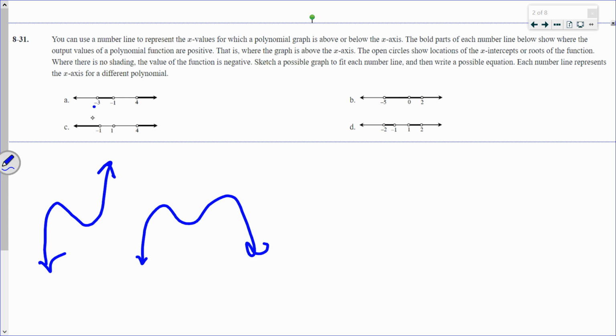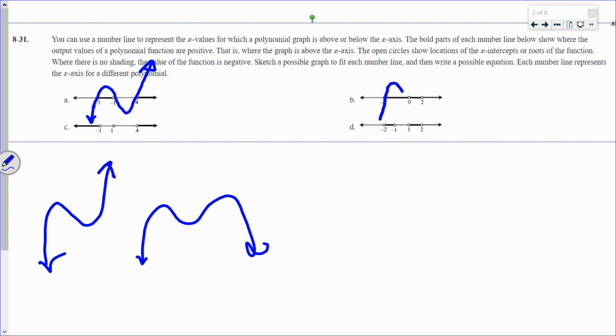So for this first one, I'm thinking it has to start in the lower left to be able to go above the x-axis. But then it stops shading, so I need to be back below the x-axis. And then to be above forever. So I have this cubic shape that works for that one. Moving on to B, it's kind of weird that I'm going to have above, and then I have to quote unquote cross, but then be above again. Well, we did have an option of a double root.